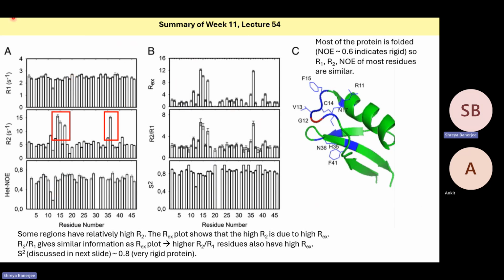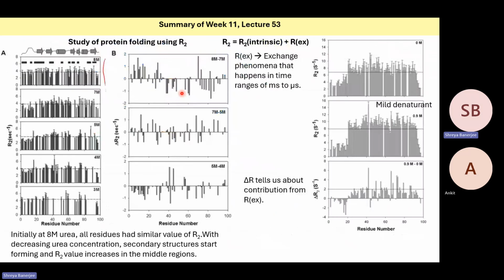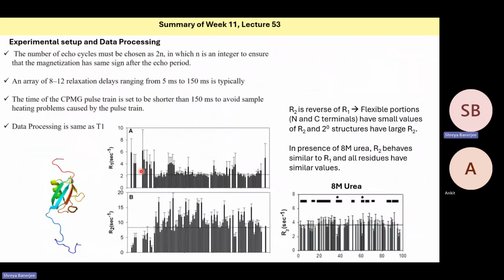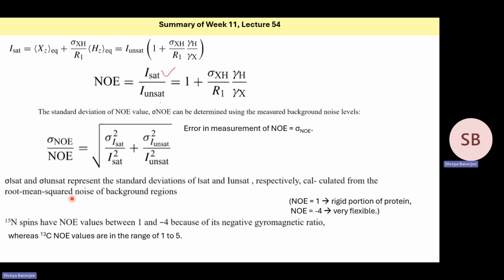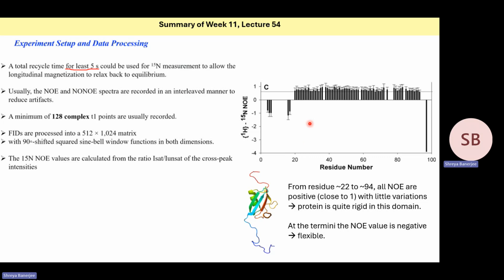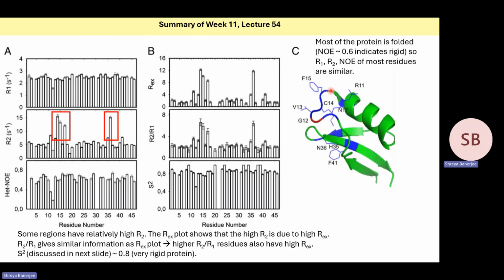So we will summarize what we have seen. For R1 and R2, R1 is high and R2 is low for the flexible region; R1 is low and R2 is high for the rigid region. And NOE is negative for flexible regions, and positive, close to 1, for rigid regions. So all these three parameters, R1, R2, and NOE, give an idea of the degree of dynamism in the system.